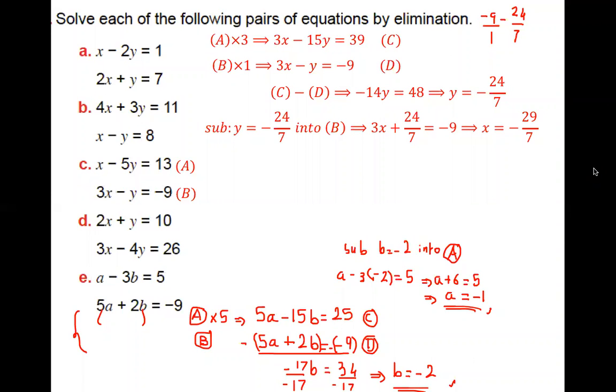Okay, so basically you work with fractions on that one to get your answer. And both answers are fractions.